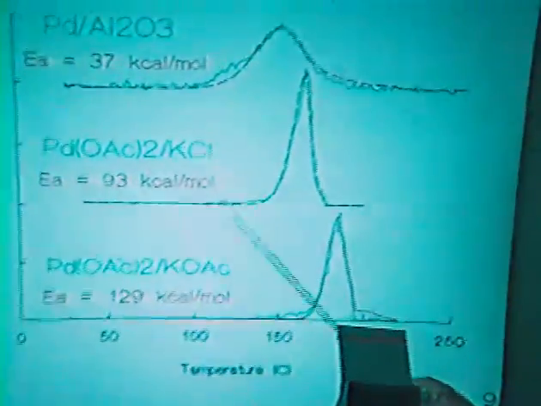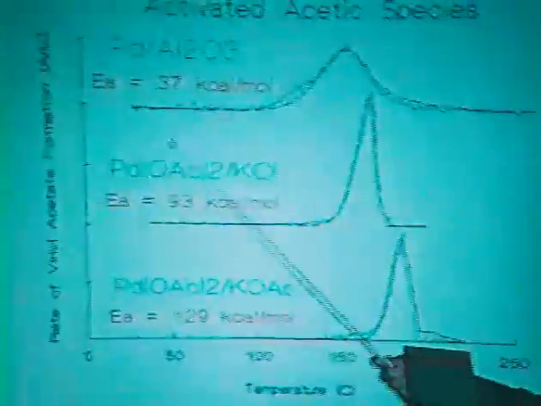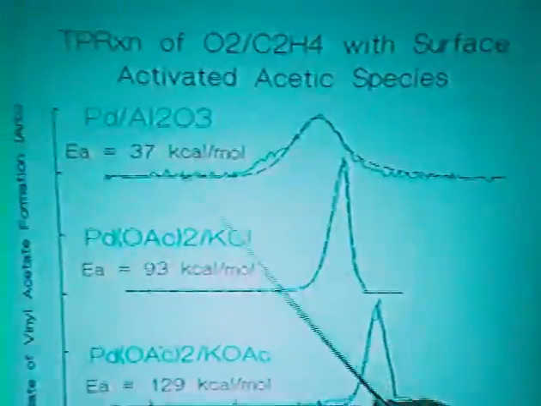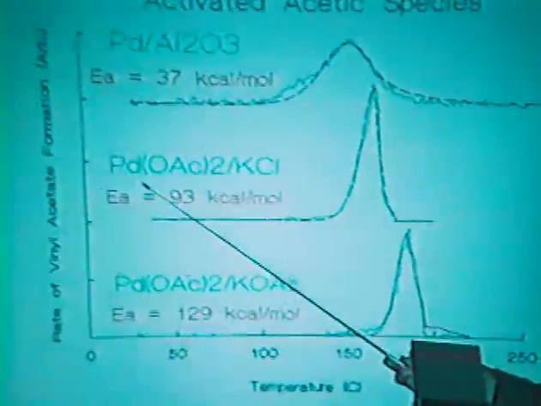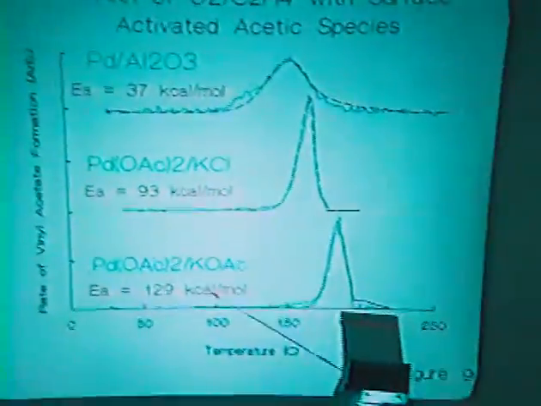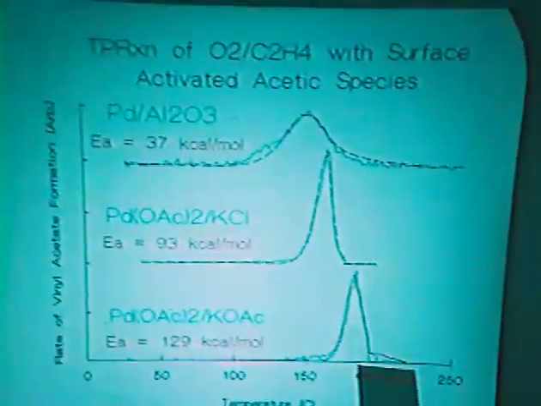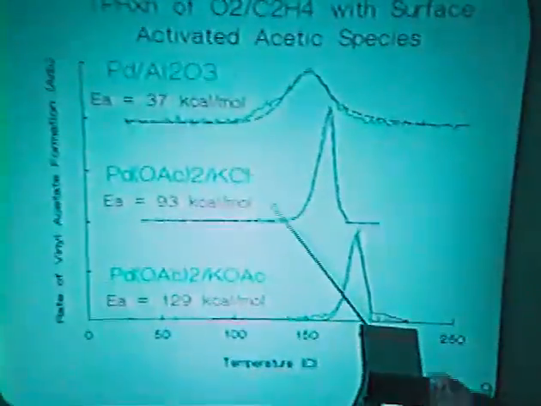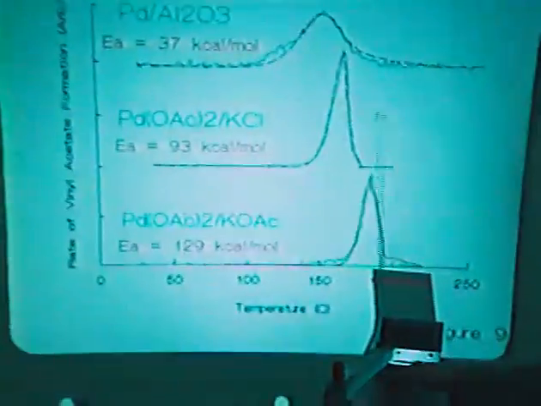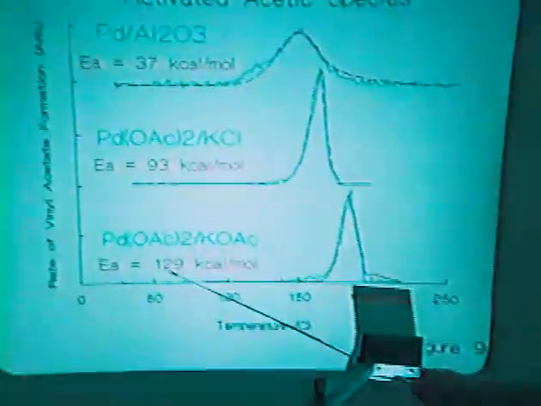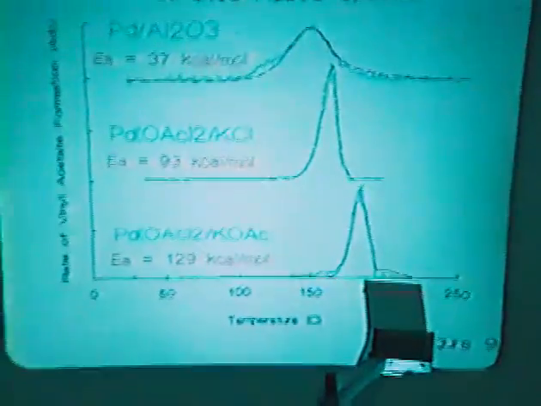We thought at one point that chlorine may be interacting with this, since we take the acetate and exchange it onto the potassium. Where's that chloride going? Maybe it's going back onto the palladium and poisoning. So we took a potassium acetate dispersion of palladium acetate, and we see that that's probably not the case because we displace that peak even further, to higher temperatures, about 180 degrees, and our activation energy is 129 kcal.